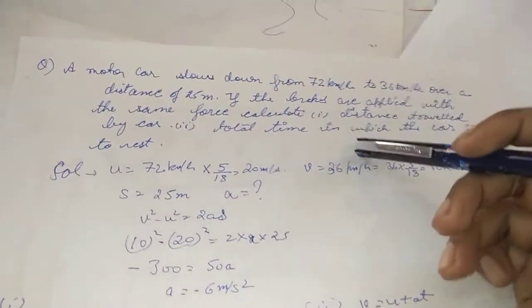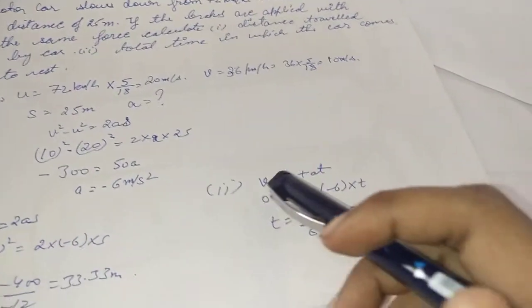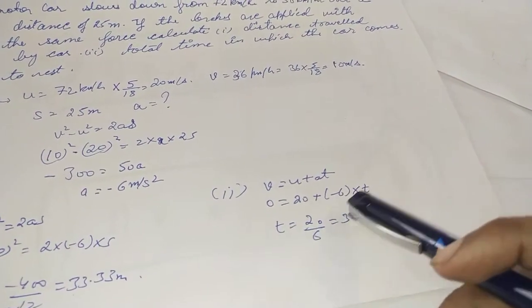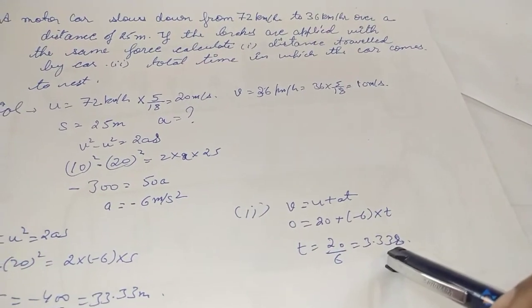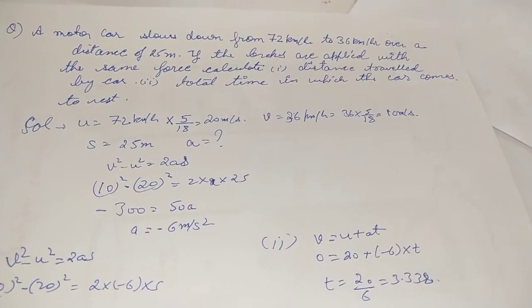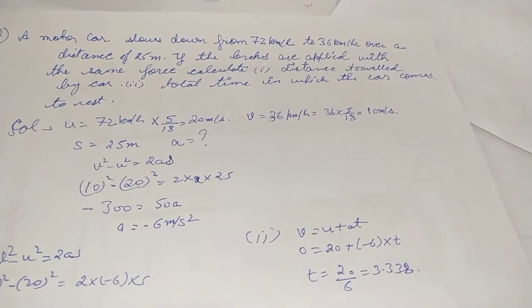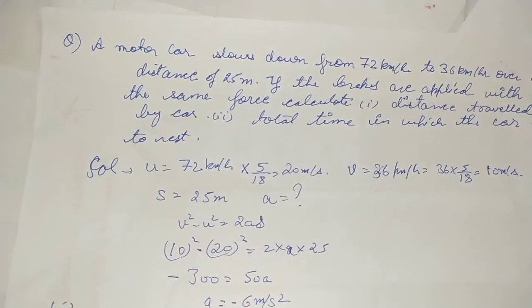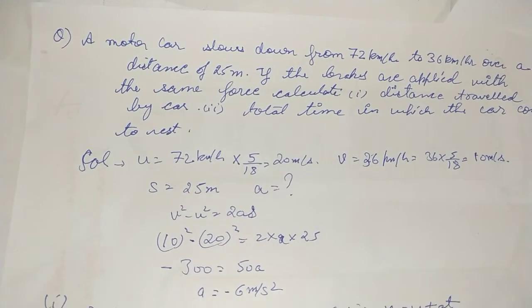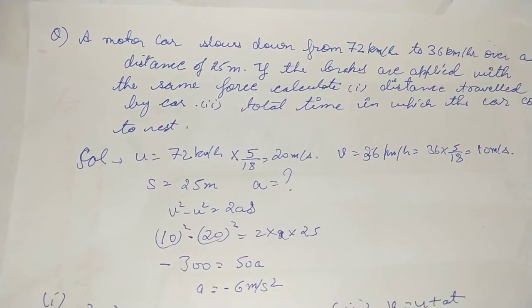The next part is the total time, so it will be v equals u plus at. So t will be calculated as 20/6 and the time will be 3.3 seconds. You can just take even one place or two places, that is fine. With this we come to the end of this chapter, as well as the numericals, the graphs, and the motion equations. We have covered the entire thing from this chapter.